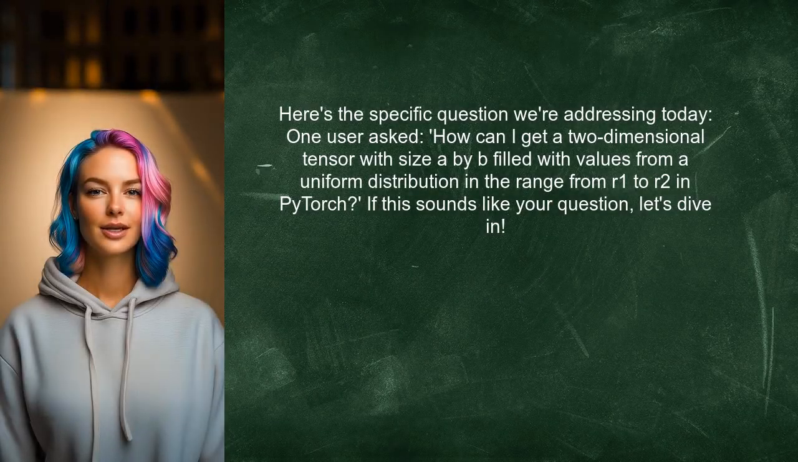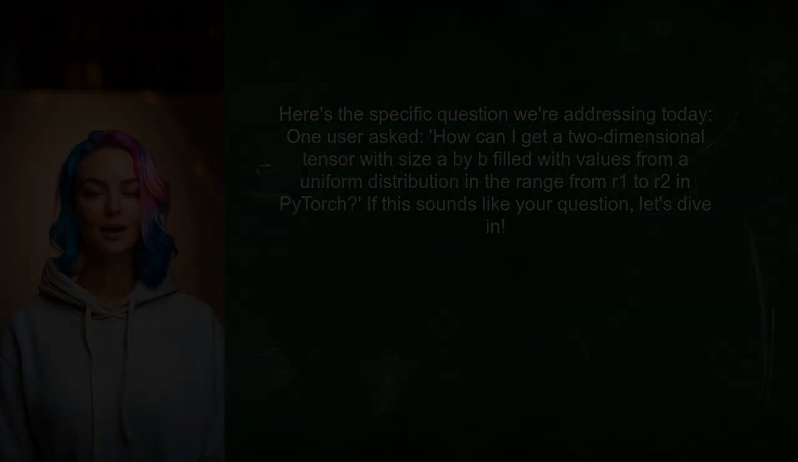Here's the specific question we're addressing today. One user asked, how can I get a two-dimensional tensor with size A by B filled with values from a uniform distribution in the range from R1 to R2 in PyTorch? If this sounds like your question, let's dive in.